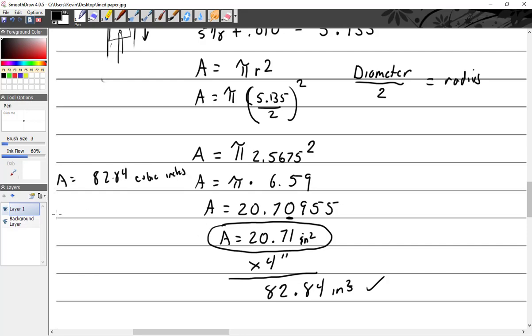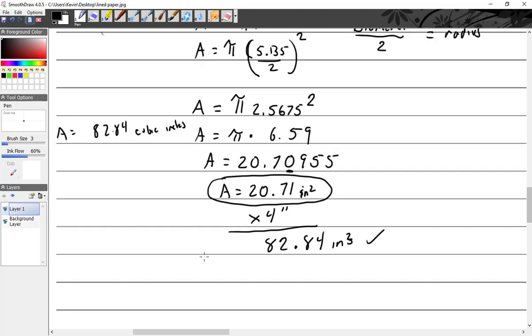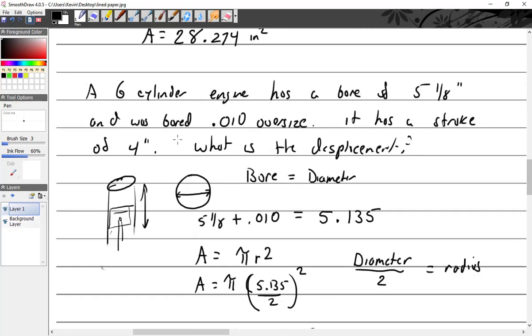No, of course not. That's why I put it on A. Why is it not the correct answer? Times by 4. You only have one cylinder. The question was a 6-cylinder engine. So what did we do? We just figured it out for one cylinder. So we have to do what now?